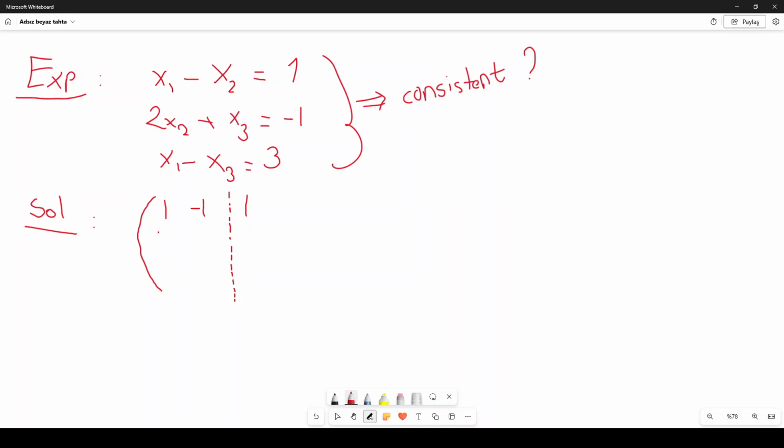Oh sorry, wait a minute, I made a mistake right over here. What's the mistake? I forgot one value, so just be careful about that. Minus 1, and we also have x3, so here's the coefficient of x3. All right, now let's continue. We have 0 for the coefficient of x1, 2 for the coefficient of x2, and 1, and we have minus 1. And for the last equation, we have 1, 0, minus 1, and 3.